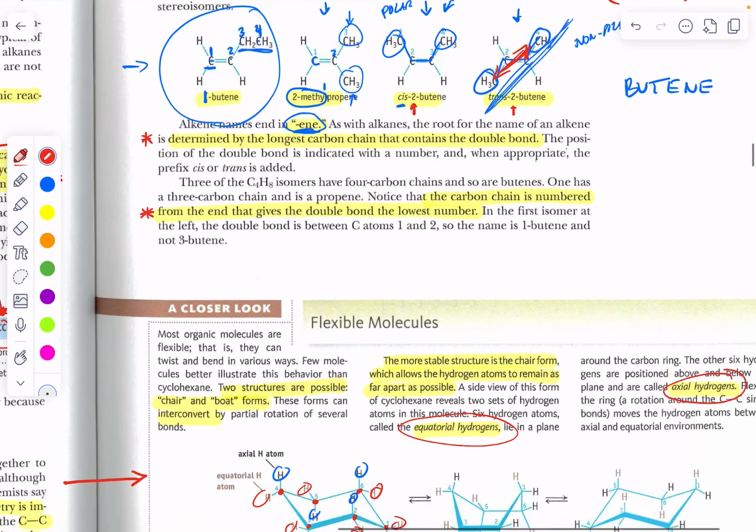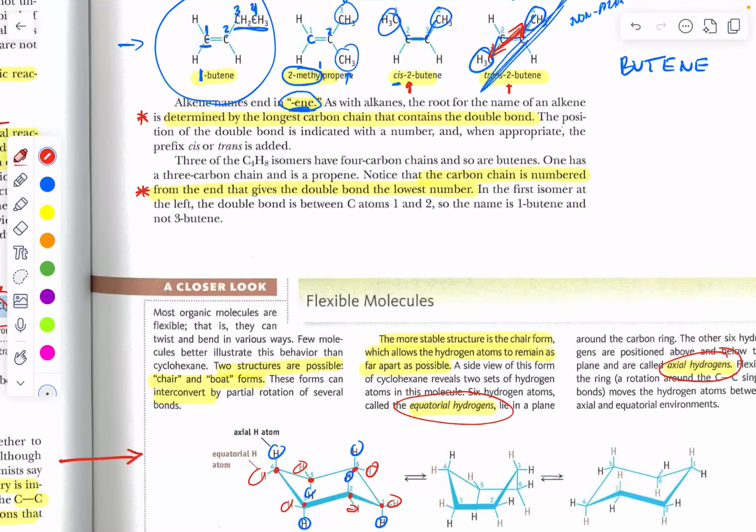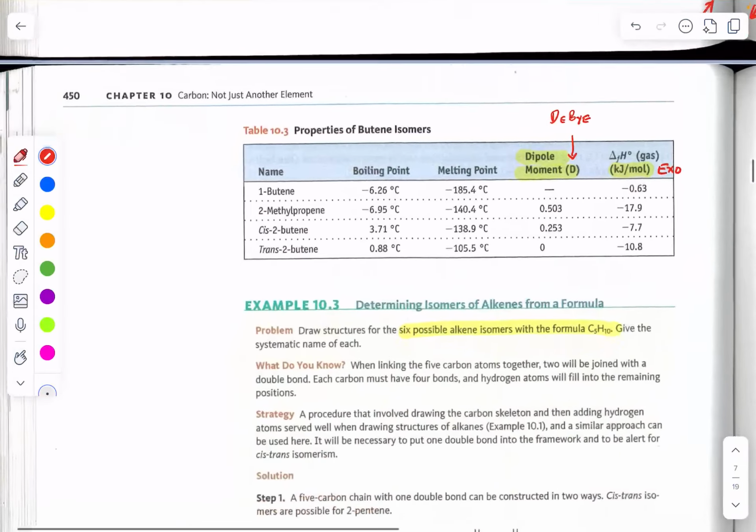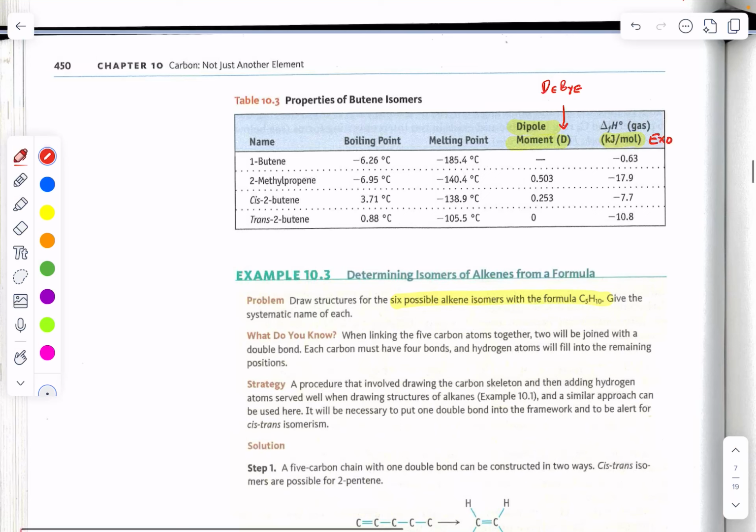Finally, I remind you of what I've already said, that the carbon chain is numbered from the end that gives the double bond the lowest number. We like our lowest possible numbers when we do the naming. Now here's that table I referred to just a few minutes ago.